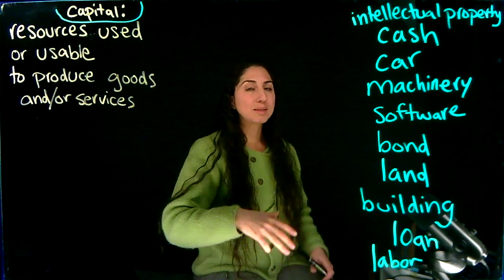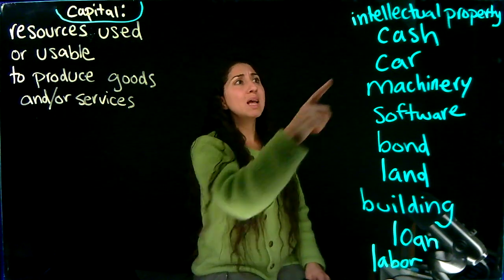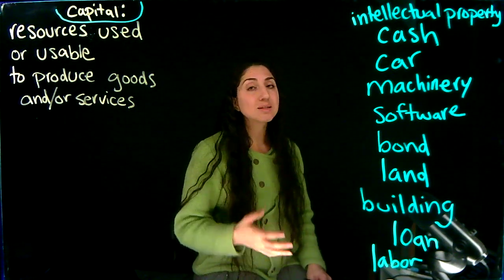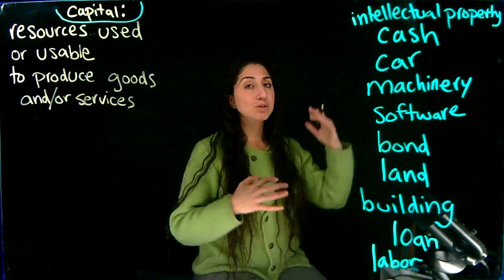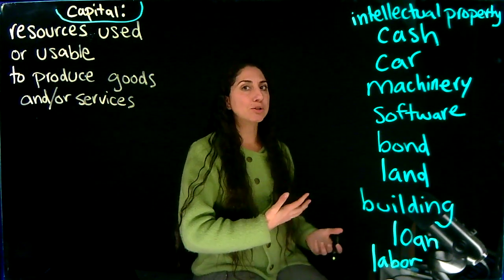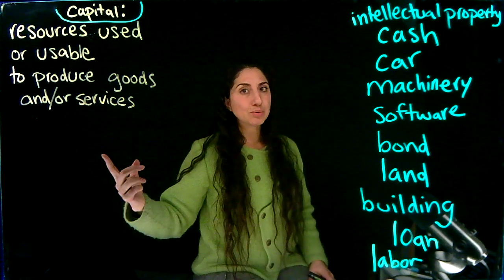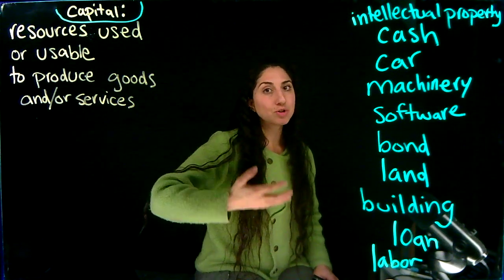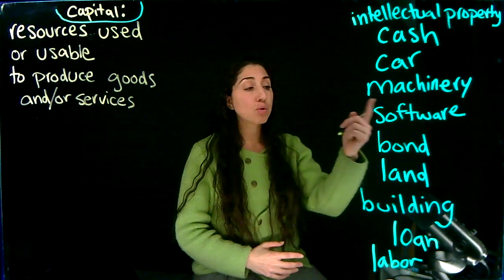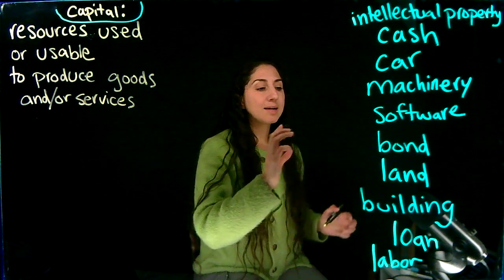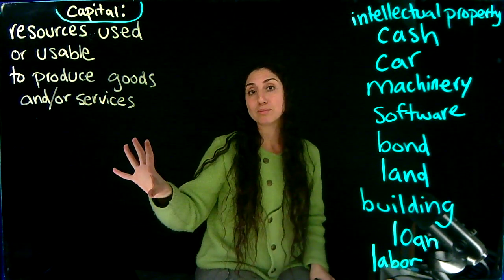Intellectual property, or somebody's idea or a patent, counts as capital. Cash, which is liquid funds, counts as capital. And it's capital whether you're planning on using that today or 3 years from now. A company car, for example, is something that you're going to use to produce some good or some service. So that's also capital. Equipment, machinery, software, hardware, bonds. And so some of these are different kinds of capital, but they're all capital.